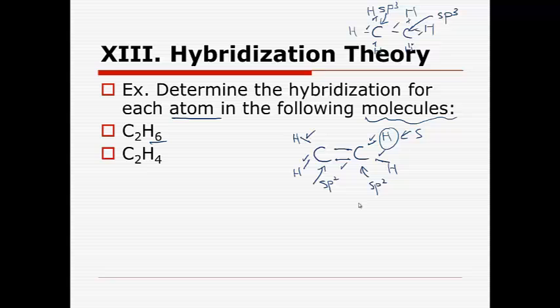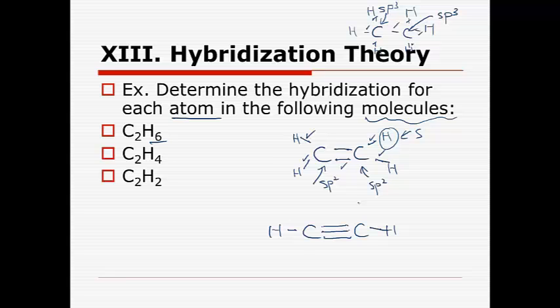Now, what about C2H2? The carbons can only bond to 1 more hydrogen here. 1 here, 1 here. That means it shares 1, shares 1. So it has to share 1, 2, 3 more with the other carbon. So you end up with 1, 2, 3 bonds there. Hydrogens share their 1.